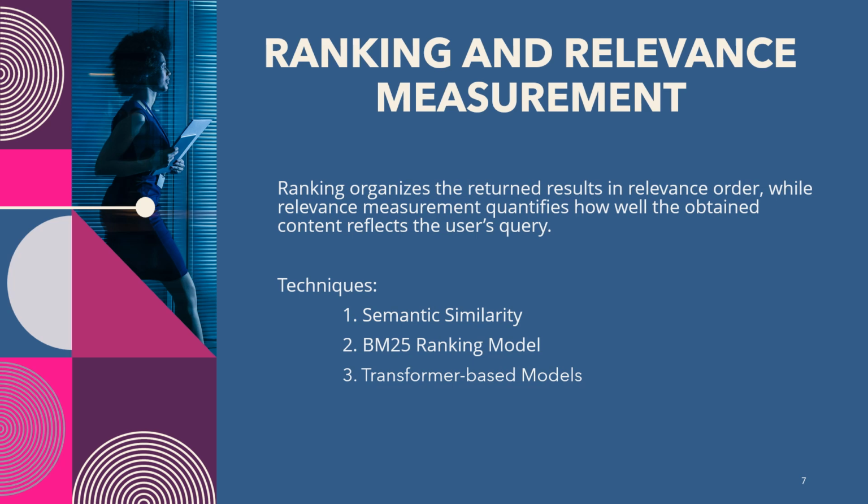Semantic similarity measures define how closely related two pieces of text are in meaning, rather than just comparing them based on exact matching words. BM25, Best Matching 25, is a popular probabilistic ranking algorithm used in information retrieval to rank documents based on their relevance to a query. It is an improvement over the basic TF-IDF weighting scheme, that is term frequency.